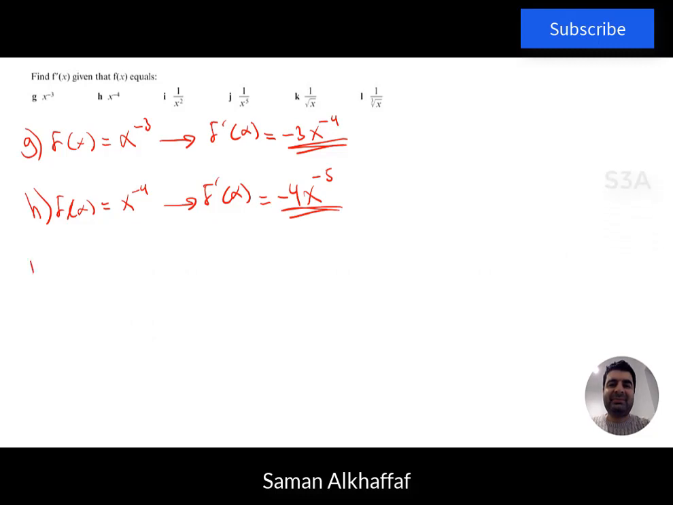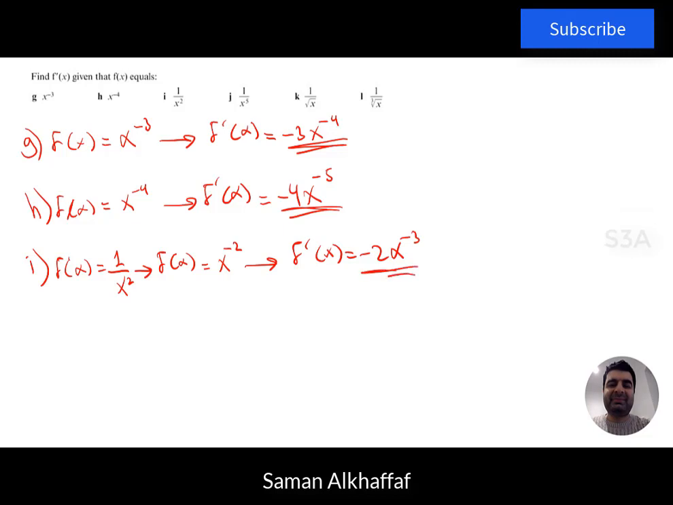For part I, we have the function of x being 1 over x squared, which we can also write as f of x equal x to the minus 2. So now to find the derivative, we write it as minus 2x to the power minus 2 minus 1, that will give us minus 3. So this will be our answer for part I.